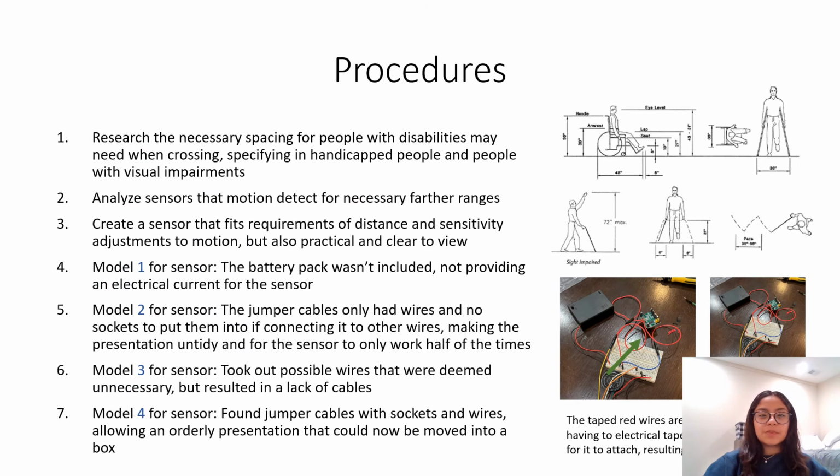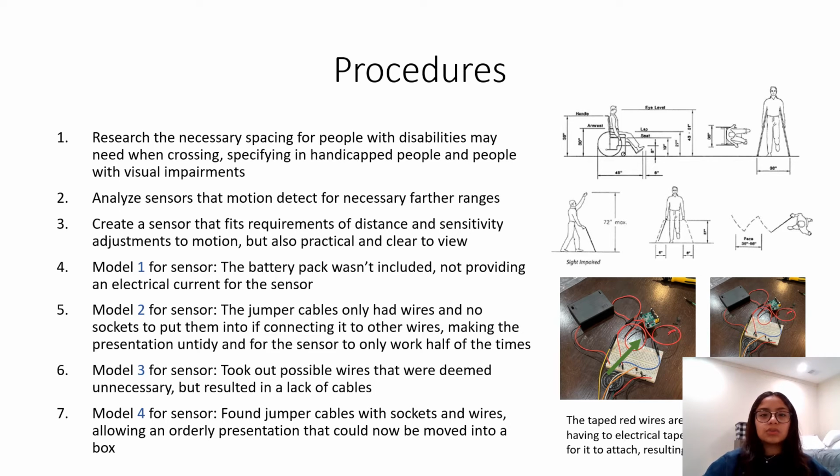The design for the sensor began with a necessary examination for people with disabilities when crossing. Then sensors were analyzed, targeting ones with farther ranges for detecting movement. With the previous research, a sensor with all the requirements of distance and adjustments for movement while still looking presentable was devised. The model had been rebuilt 4 times.